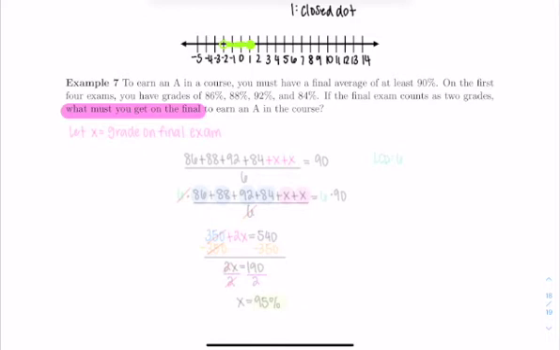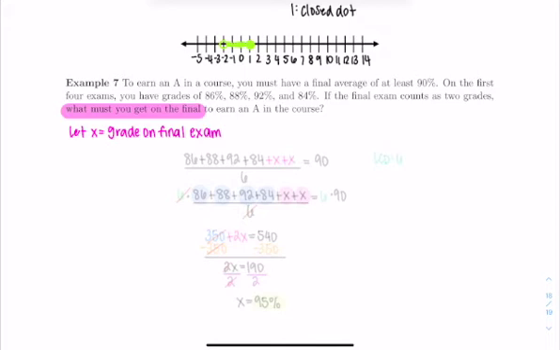So we're just going to let x be your grade on the final exam. So how do we figure out an average? Well, an average means that I add up everything I have and then I divide by the number of items that I have. So if I wanted to figure out the average of 90, 91, and 92, I would add 90, 91, plus 92, and then divide by 3 because I have 3 different numbers.